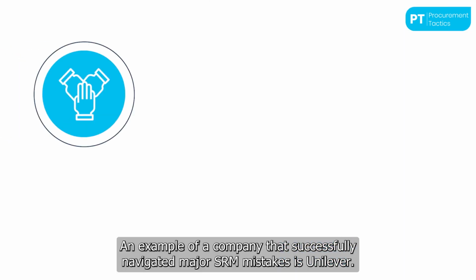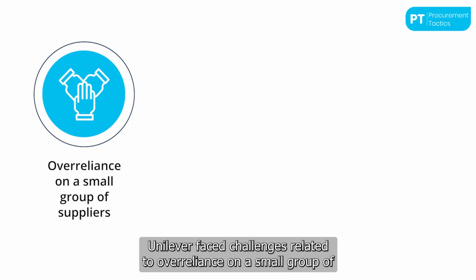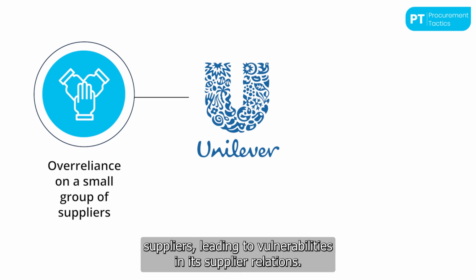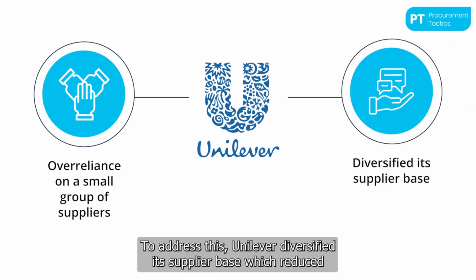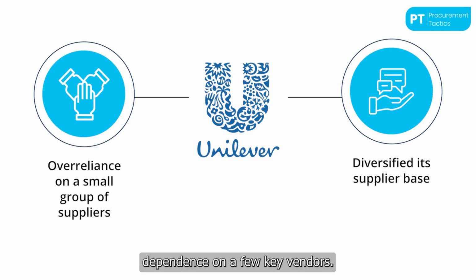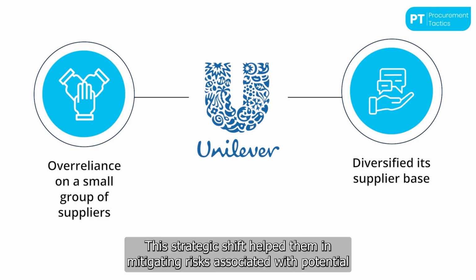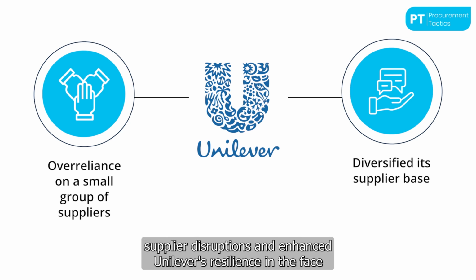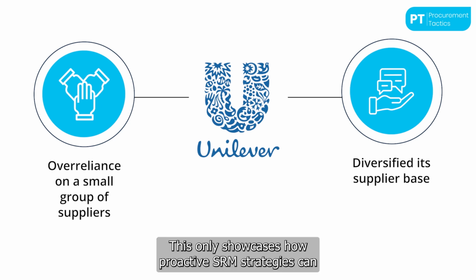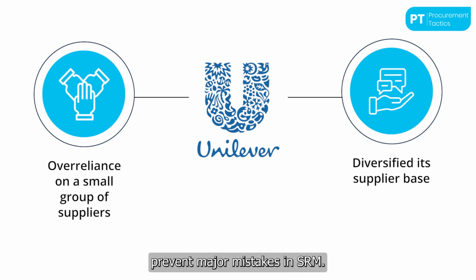An example of a company that successfully navigated major SRM mistakes is Unilever. In the past, Unilever faced challenges related to over-reliance on a small group of suppliers, leading to vulnerabilities in its supplier relations. To address this, Unilever diversified its supplier base, which reduced dependence on a few key vendors. This strategic shift helped them mitigate risks associated with potential supplier disruptions and enhance Unilever's resilience in the face of unforeseen challenges. This only showcases how proactive SRM strategies can prevent major mistakes in SRM.